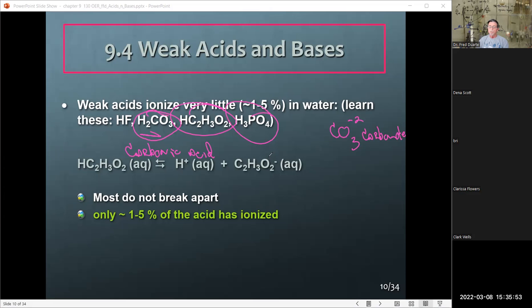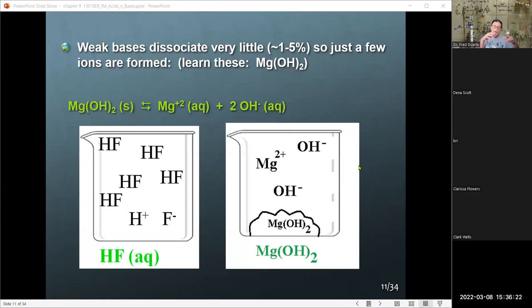H3PO4, which is called phosphoric acid, also found in a lot of soda pop. Look at that, in the polyatomic ions we have the PO4 3-. That's the phosphate ion. The phosphate ion came from reacting phosphoric acid with a base and removing those hydrogens. So those are examples of weak acids.